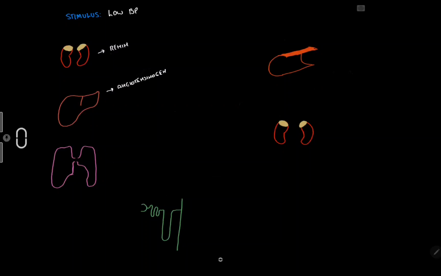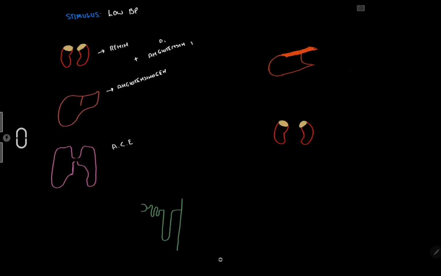Now renin and angiotensinogen, they'll come together in the circulatory system, and they're going to create angiotensin 1, and I'll abbreviate it as A1. Now once angiotensin 1 is in the circulatory system, it's going to move up into the pulmonary tissue. When it gets to the pulmonary tissue, it's going to meet an enzyme which goes by the name of angiotensin converting enzyme, or ACE for short.